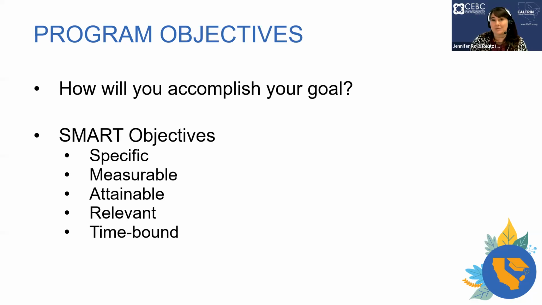Also, attainable means resources. It's great to say we're going to build a website. Do you have the resources to do that? Or can you reasonably obtain those resources? So A is for attainable. You don't want to set yourself up for failure from the very beginning by setting objectives that you really have no practical way of accomplishing.